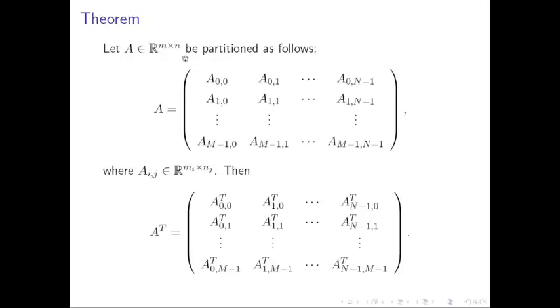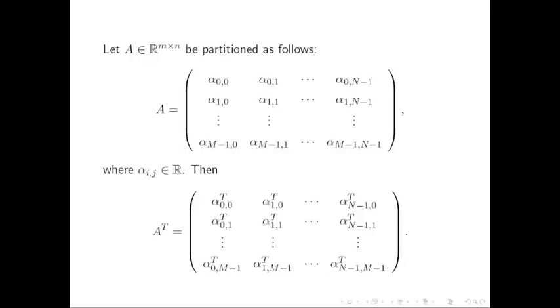This illustrates a general principle. If you partition a matrix A into submatrices, then its transpose is obtained by first transposing the matrix of blocks as if the blocks are just elements, and then transposing each individual block.